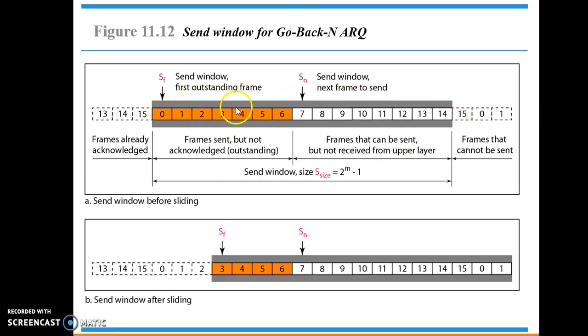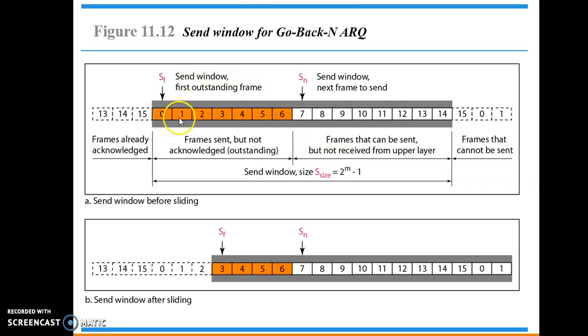The window size is 2 power m minus 1. So what will m be? If the size is 15, what will m be? Can you guess? 2 power 4. 2 power 4 means 2 into 2 is 4, 4 into 2 is 8, 8 into 2 is 16, minus 1 is 15. So m is 4.